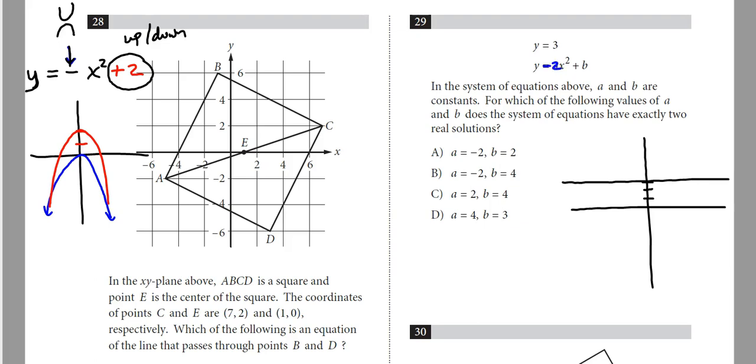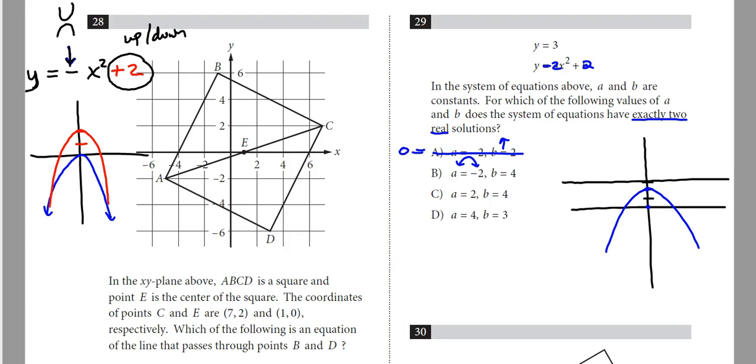So that means it's going to open down. It's going to be like a rainbow looking thing. And then the b tells me that we're going to move up 2 units. Because b is +2 at the back side, this thing from 0, 0 is going to go up 2 units, but open down. Well, that's a problem. We don't intersect our line, so this would have 0 solutions, so it can't be the answer because it says we want to have exactly 2 real solutions.